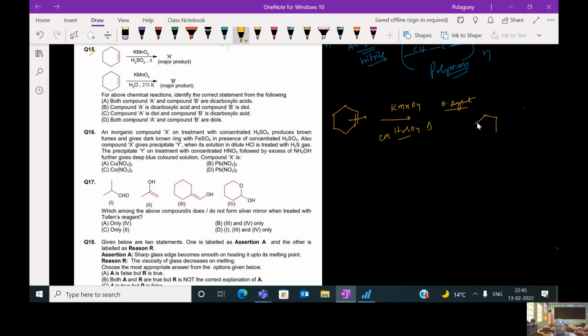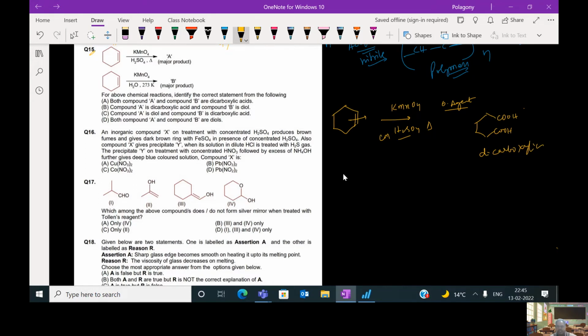As a result, since the bond is broken in the presence of concentrated sulfuric acid, the double bond can break up and form COOH groups, so a dicarboxylic acid can form because of concentrated sulfuric acid.